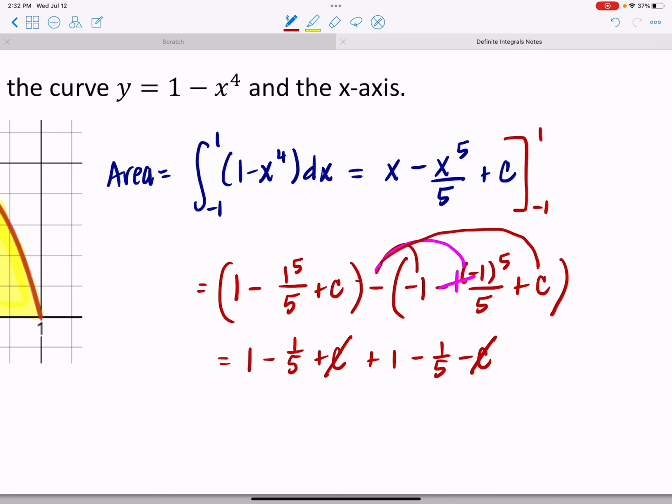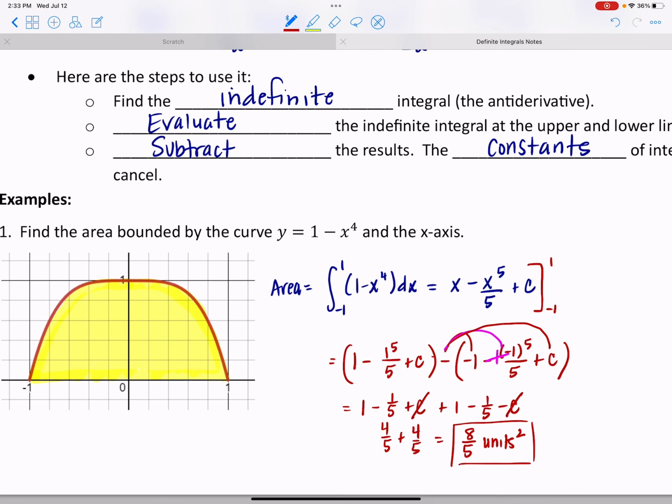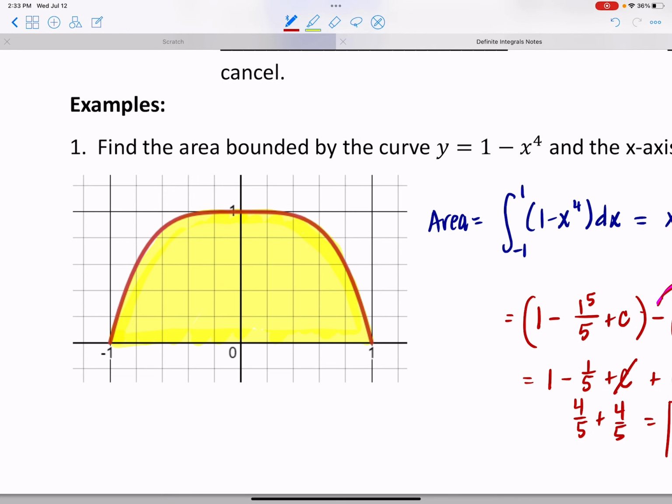So we have 1 minus a 5th, that's 5/5 minus 1/5, which is 4/5. I have the same thing here. 1 minus a 5th is going to be 4/5. So 4/5 and 4/5 makes this area 8/5, and we'll just say square units. So 8/5 is not quite 2, and hopefully that's a reasonable answer. If I said to find the area here, right?